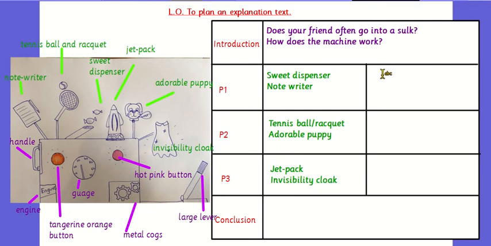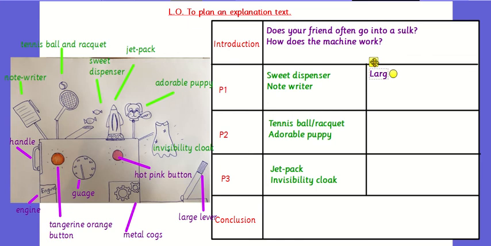Now I need to decide which parts of the machine I'm going to talk about in each paragraph. Now, in the first paragraph, I know that I am going to mention the large lever and the metal cogs and the engine. And I am going to mention those 3 because the large lever we need to turn the machine on, and the large lever starts the engine running and the cogs turning.